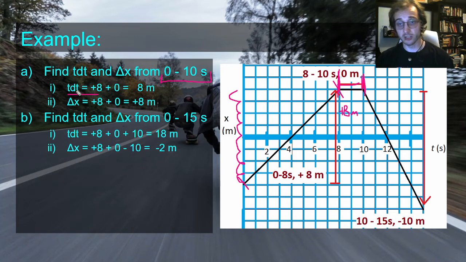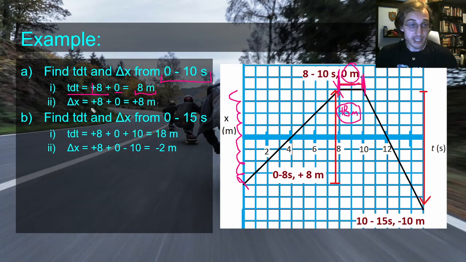So if I want to find my total distance traveled, I take this plus 8, I take this 0, and I just add them together. I don't have to care about the plus or the minus, which gives me 8 meters. I'm not going to say plus 8 meters because I don't know, based on total distance traveled, that it was necessarily forward. For this one, doesn't matter much. For the next one, pretty significant.